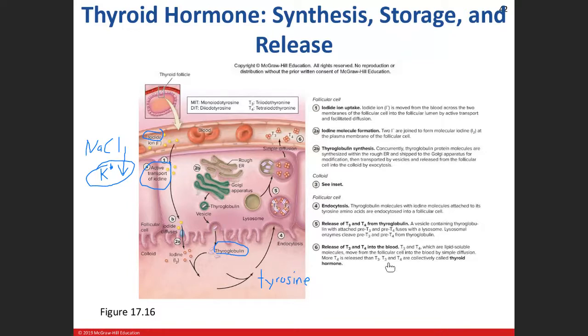Hold on one second. Anyways, it's two. I'm going to mispronounce it.